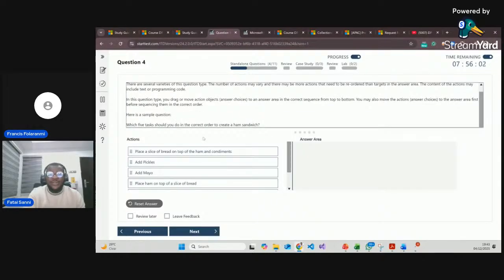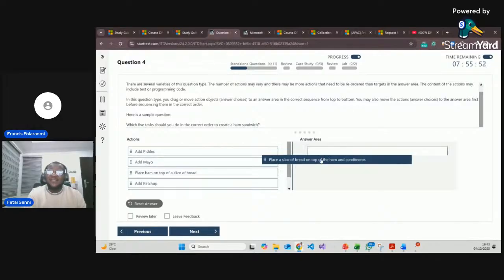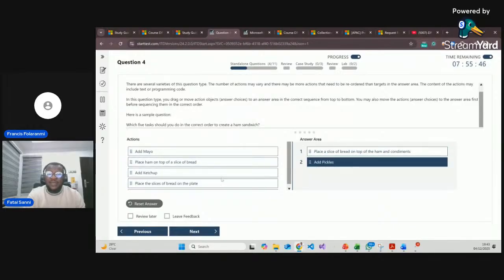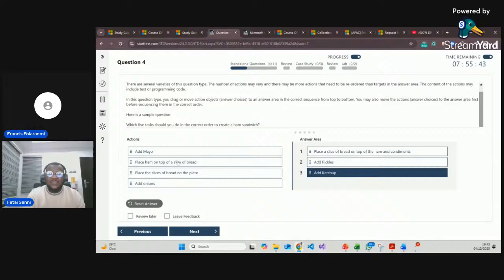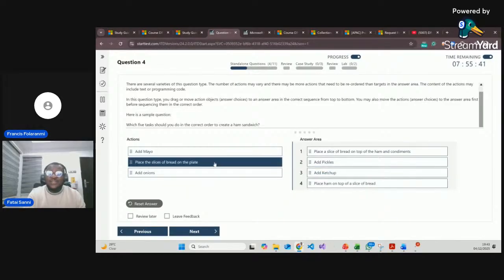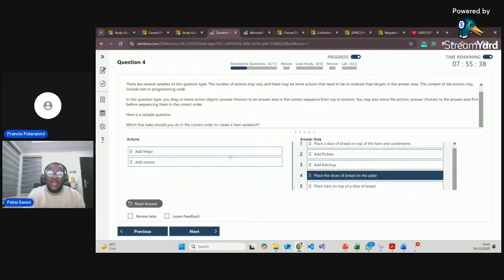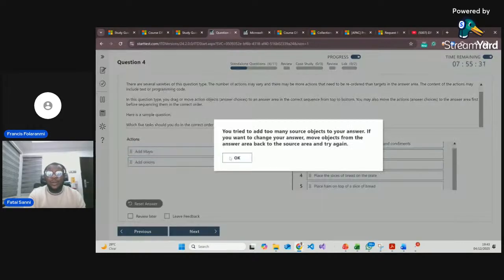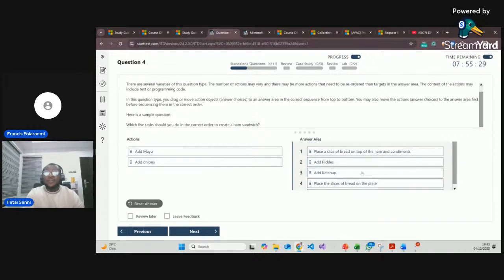So there needs to be a particular order with which for you to arrange it. This question is saying, which 5 tasks should you do in correct order to create a ham sandwich? I don't know how to create a ham sandwich, right? So I'm just going to order this anyhow I like. So it said, place a slice of bread on the top of the ham, add pickles, maybe add ketchup, and so it needs to follow this particular order. Okay, if you don't follow the particular order of the right answer, you get to lose points. Okay, so please be mindful of this.